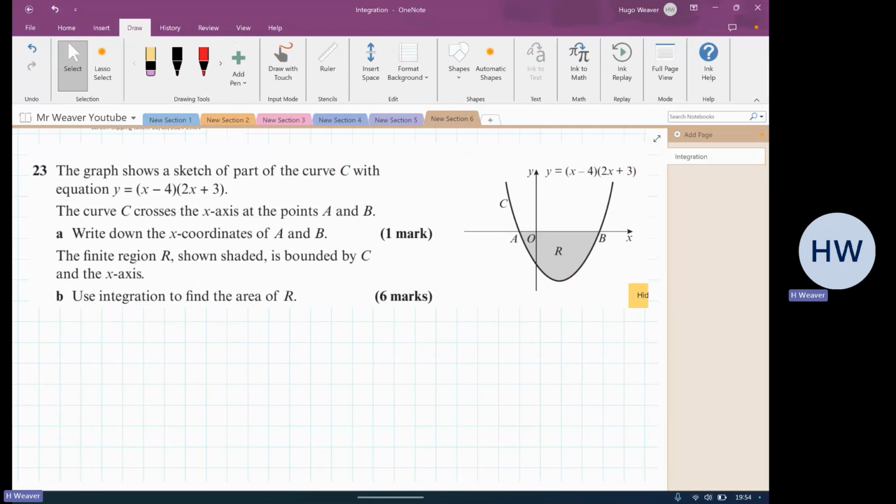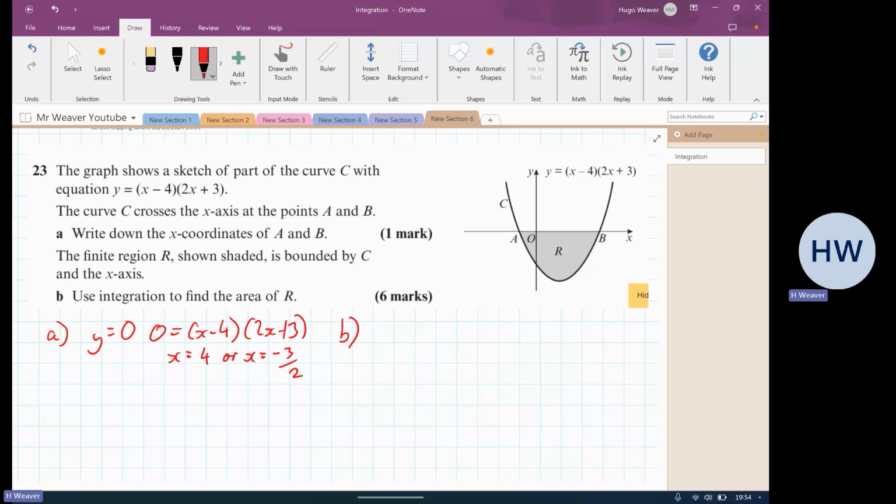Now with this one here, what you're going to do for part A, I can tell that my y equals 0 because it's crossing the x-axis. So I can now say 0 equals (x minus 4)(2x plus 3). Therefore, x must equal 4, or x equals -3/2. Okay.